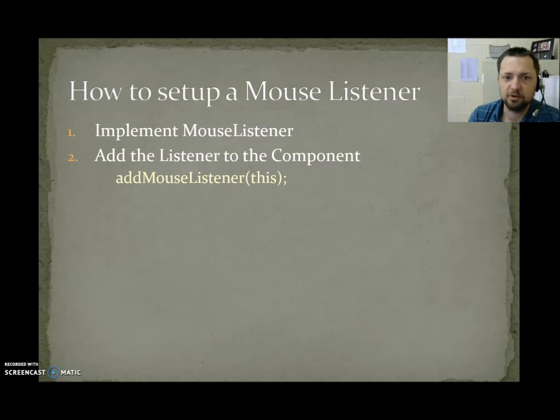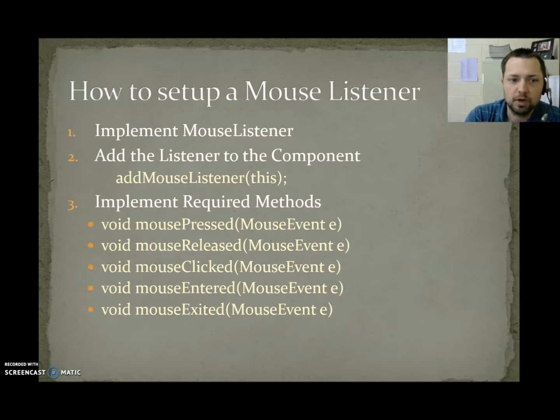Step 2, add the listener to the component. So we're going to say add mouse listener, this, where this will be either the window or the panel. We're always doing everything in a panel, so this is going to be the panel. Then we implement the required methods: void mouse pressed, mouse event e, void mouse released, void mouse clicked, void mouse entered, void mouse exited. So we're going to have to write all 5 of those methods.